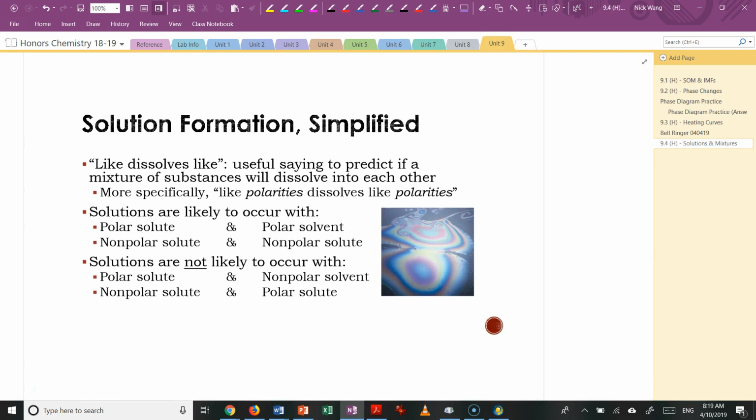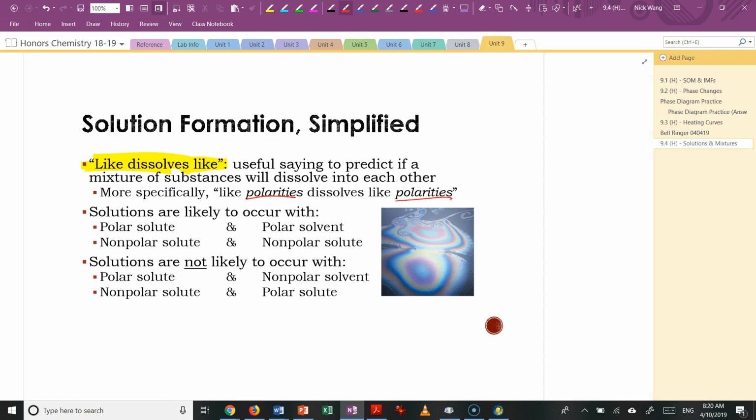Before we move on to the actual energy parts, though, let's talk about how we can determine whether or not two things will dissolve into each other. First of all, we're going to use a very simple statement right here: like dissolves like. That's going to be a pretty useful saying because it helps us predict whether or not two substances will dissolve into each other. But more specifically, when they say like dissolves like, similar what? Similar things dissolve other similar things. And really, it should be like polarities dissolve like polarities. So similar polarities will dissolve other substances that have similar polarities.